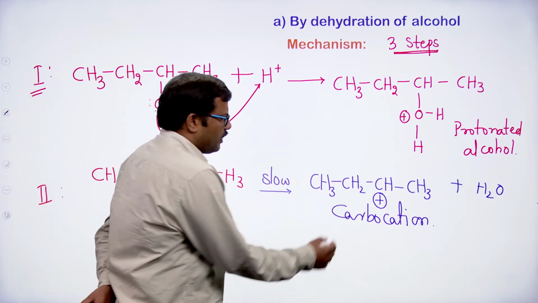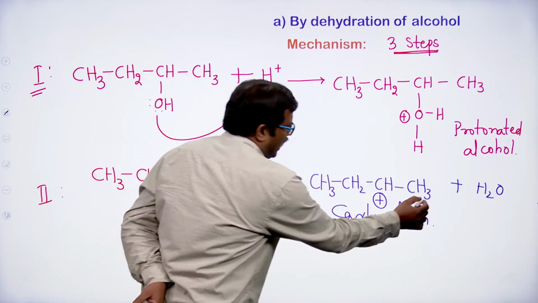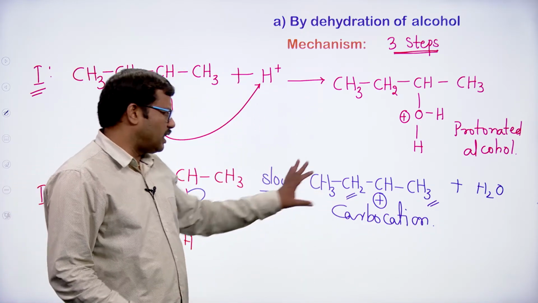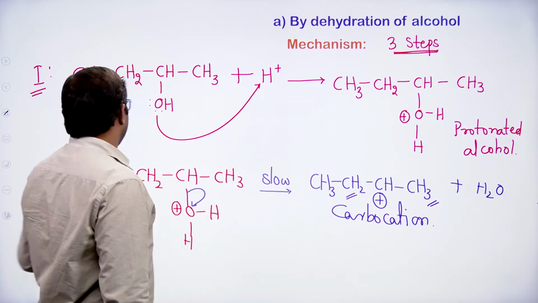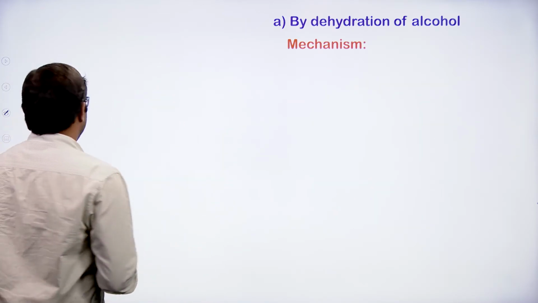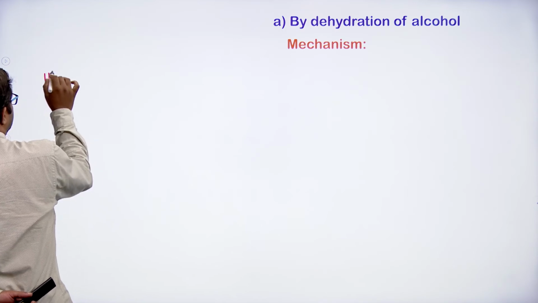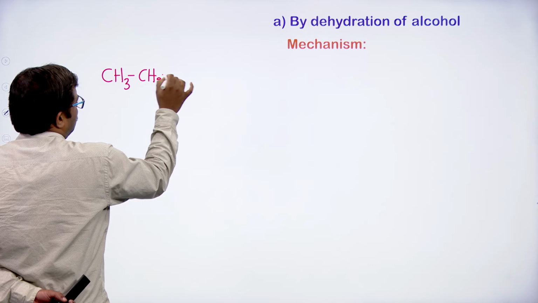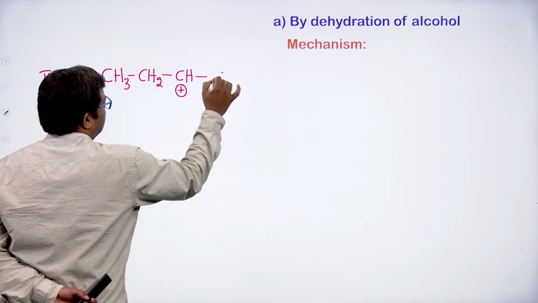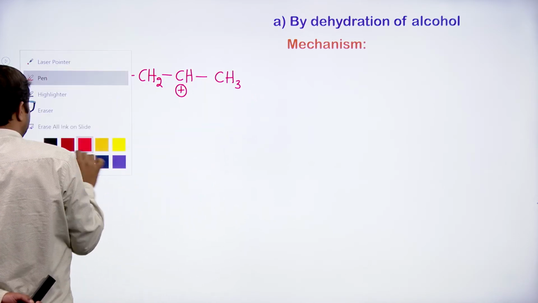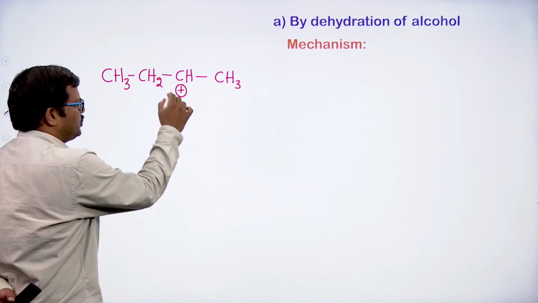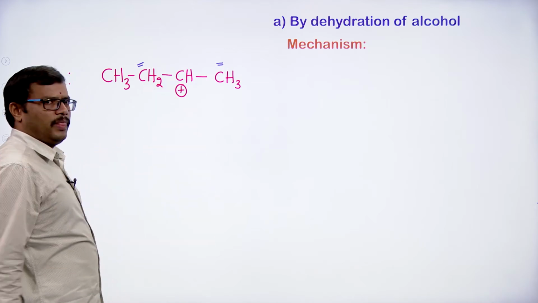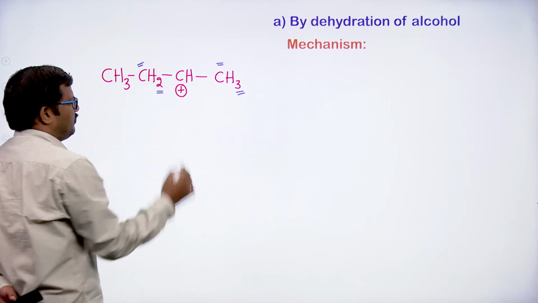Now, here if you observe, beside this carbocation we have this side carbon with a hydrogen atom and this side carbon with a hydrogen atom. So, just observe this carbocation. Okay. The third step we can write in an easy way as CH3, CH2, CH with a positive charge, and CH3. So, the carbon atom having a positive charge is connected to two other carbon atoms, and both have hydrogens.